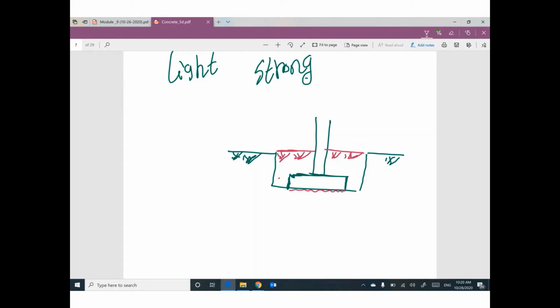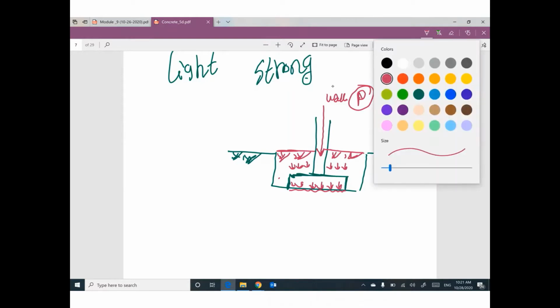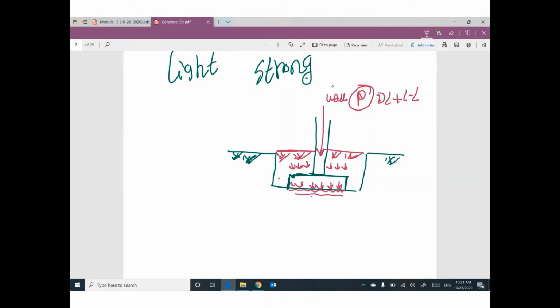So at this location, we have 3 loads, 3 weights. The first one, weight from the footing itself. The second one, load from the soil above the footing. The third one, the reaction or the load coming from the wall, which is P, dead load plus live load. So the final pressure on the soil will be Q net.